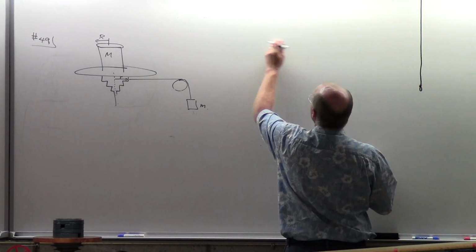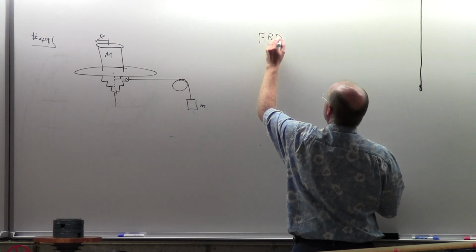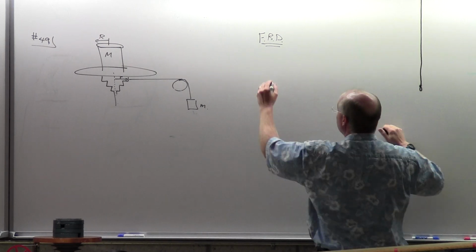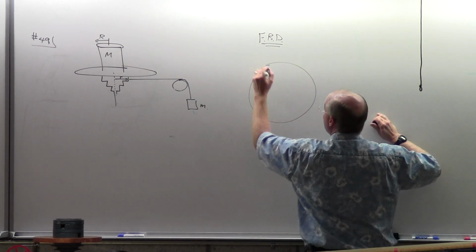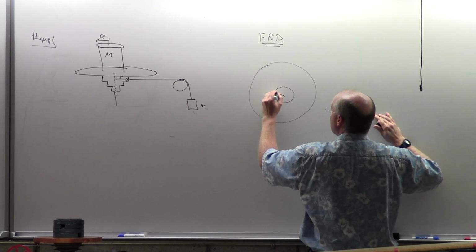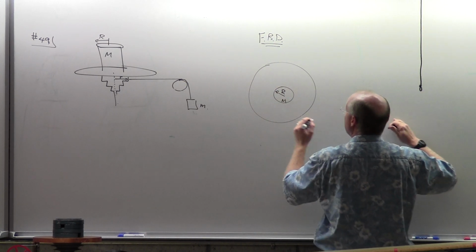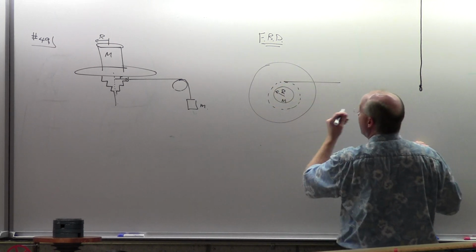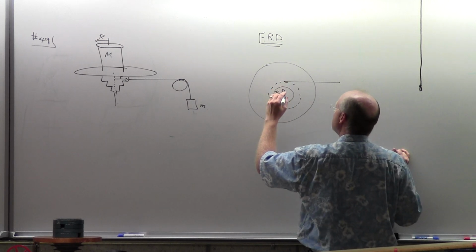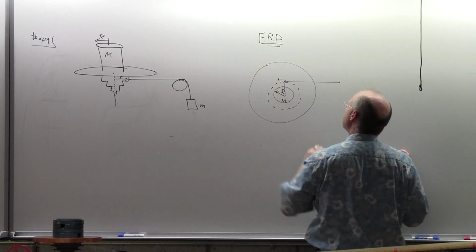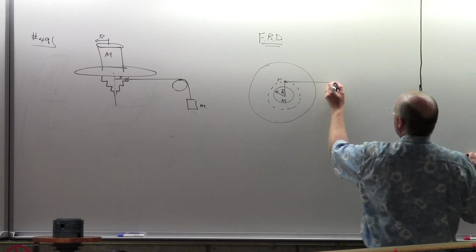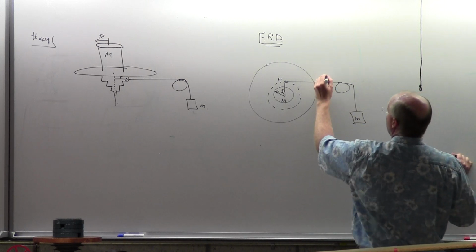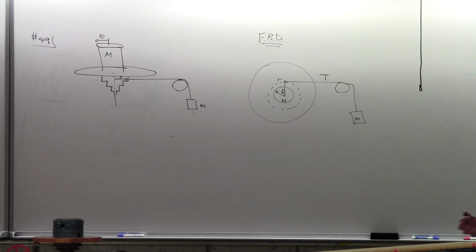If I draw over here a free body diagram, let's take an aerial view of it, looking straight down. So here's the platform. Here's this object on top, which has radius R and mass M. But underneath it is this cord tied to it with a radius of little r, and then it hangs over the pulley with mass m. I'm going to add one more variable: there's a tension T in that cord.